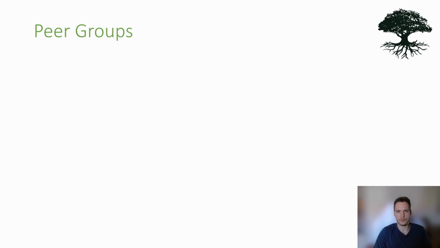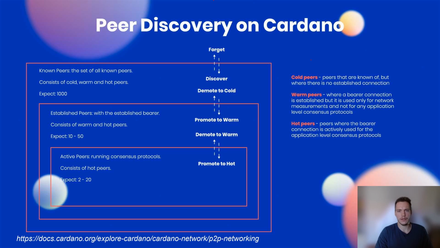Now we'll take a look at peer groups, which is how the mentioned peer types can be grouped together, and we'll also look at transitions that peers can make between peer types and also peer groups. Here's a diagram from IOG that illustrates these peer groups. We've got three boxes, and starting with the largest one, the known peers group is the set of all known peers. So any peer our node knows about is included in this group. Therefore, any peer type is included in this group. So all the cold, warm, and hot peers are part of the known peers group.